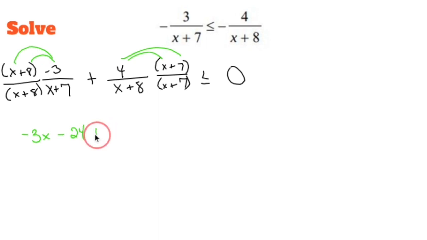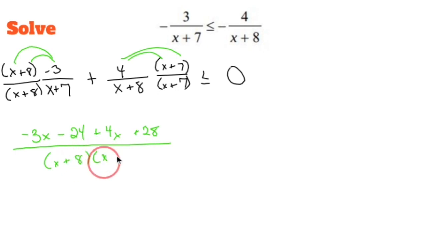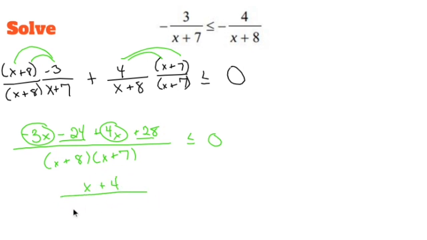That gets me 4x, how convenient, plus 28. And now all of this is going to be over (x plus 8) times (x plus 7), and it's still less than or equal to 0. When I combine all of these, negative 3x and 4x combine to make x, negative 24 and 28 combine to make 4, and I have (x plus 4) over (x plus 8) times (x plus 7).